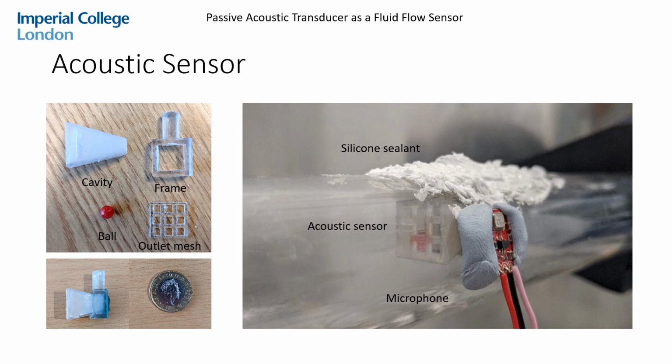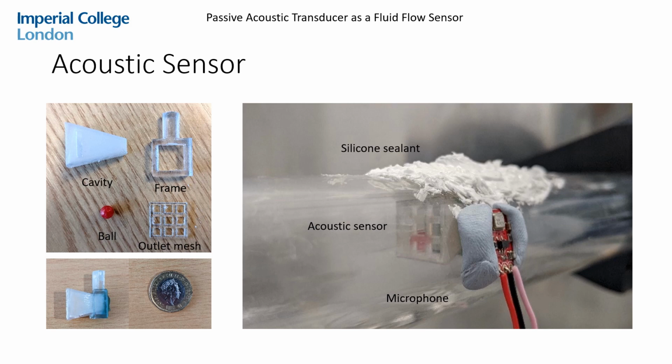The pictures on the left show a 3D printed acoustic transducer, which consists of a square frustum-shaped cavity, a frame to mount the cavity and to be inserted into the pipe, a 5mm ball to be inserted into the cavity, as well as an outlet mesh to cover the whole transducer. And you can see that the transducer is not much larger than a 1 pound coin.